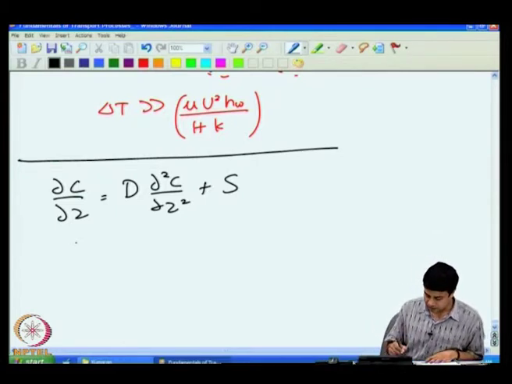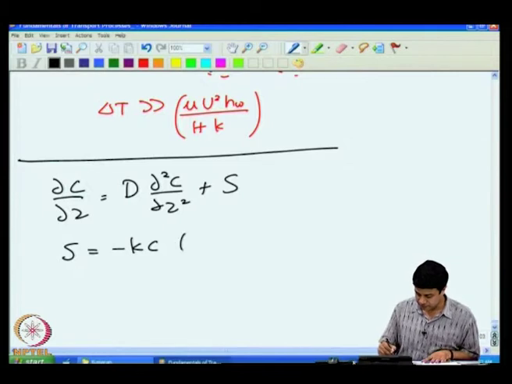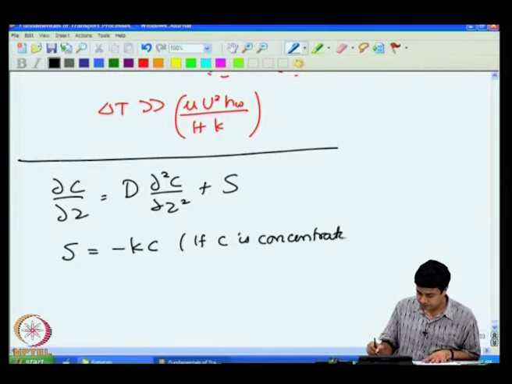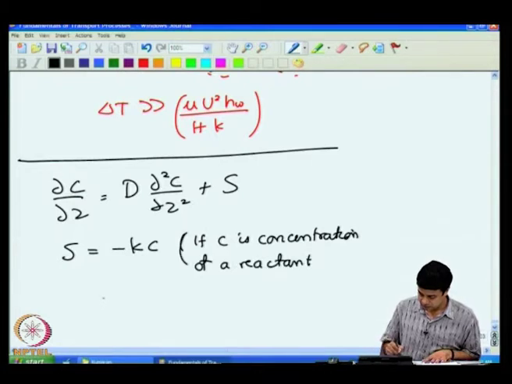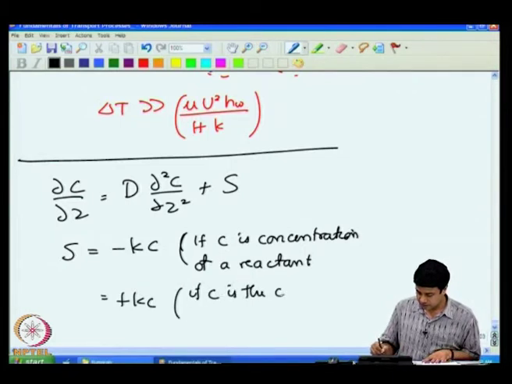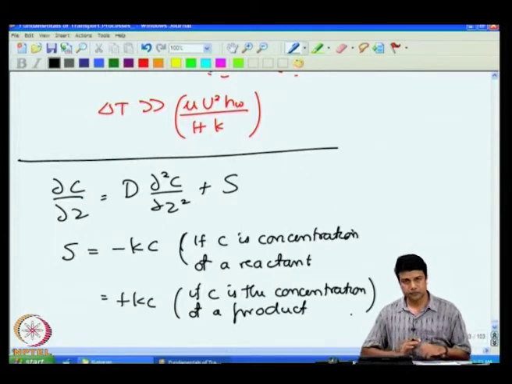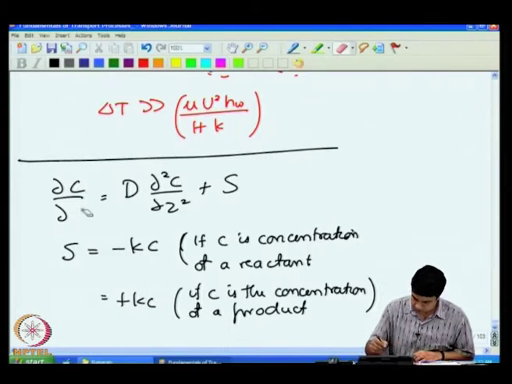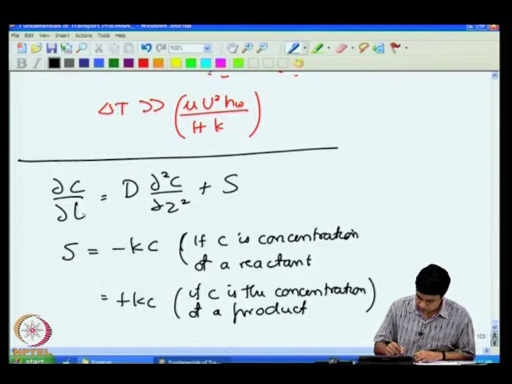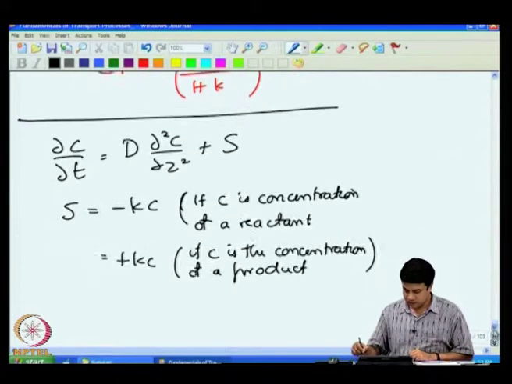The source and sink are usually of the form: source is equal to either minus k C if C is the concentration of a reactant, or will be equal to plus k times C if C is the concentration of a product. So, this is for first order reactions.